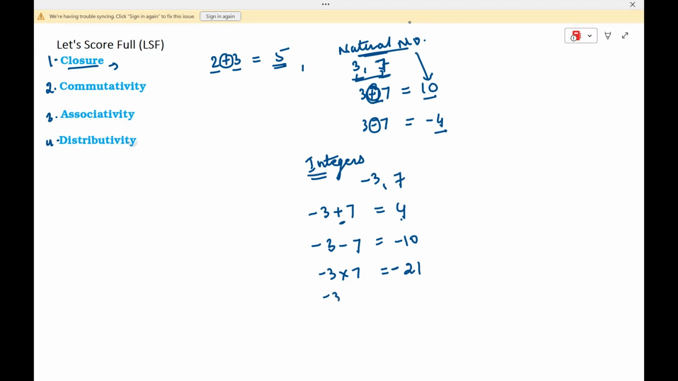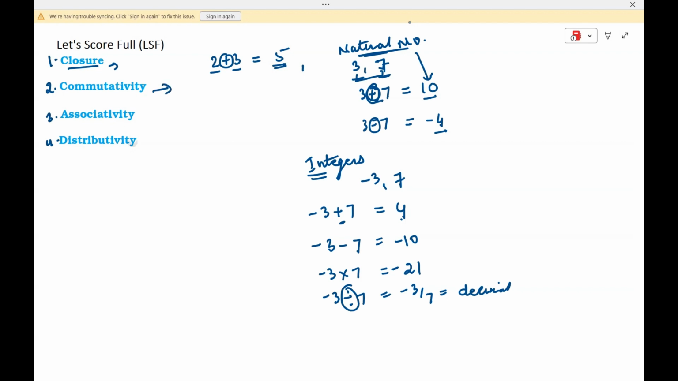Now move to the next operator, that is division. Minus 3 by 7 will come in decimal. But decimals are not integers. So I will say integers are not closed under division. So like that, we can study these properties for the other numbers.